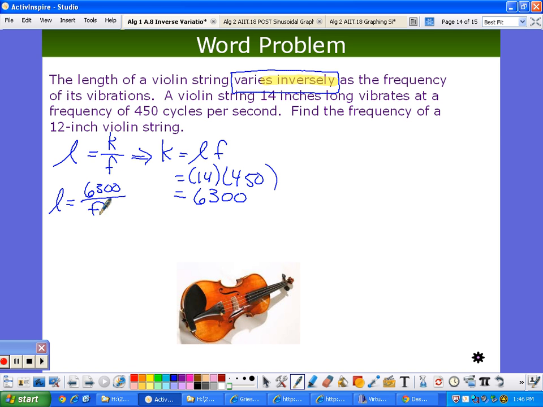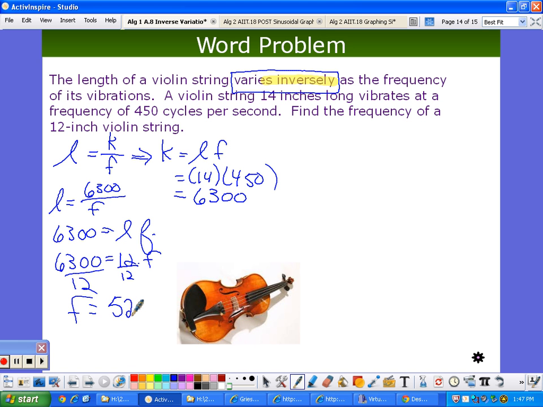Coming back up here, I have a model, or you might want to write it this way, which might make it a little bit easier. It says find the frequency of a 12-inch violin string. So I know the length now is 12. So divide by 12, divide by 12. 6,300 divided by 12 is 525 cycles per second.